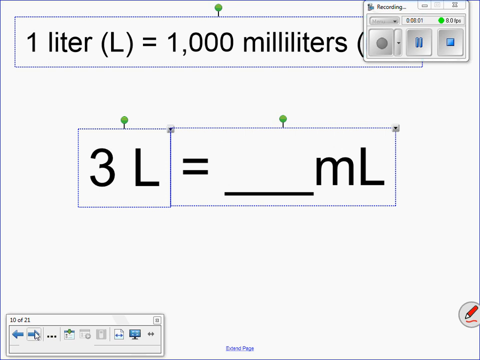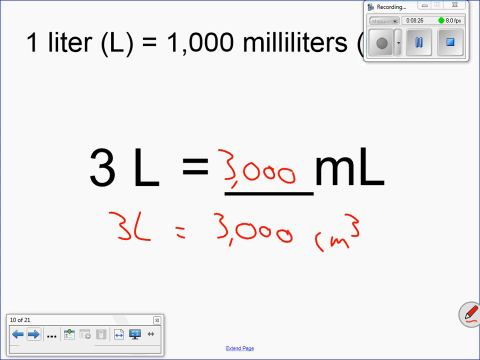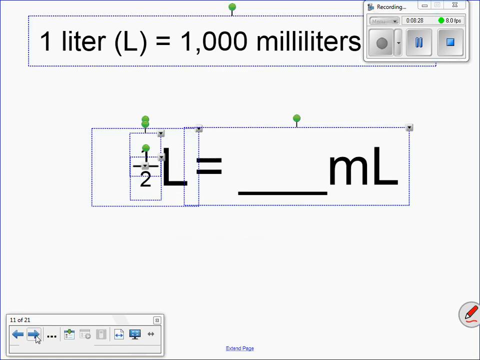What about this now? 1 liter equals 1,000 milliliters. So if 1 liter equals 1,000 milliliters, that would be 3 liters would be 3,000 milliliters. 3,000 milliliters. How many cubic centimeters would that be then? 3 liters would be how many cubic centimeters? Well, guess what? It'd be 3,000. Just like we've been working on.